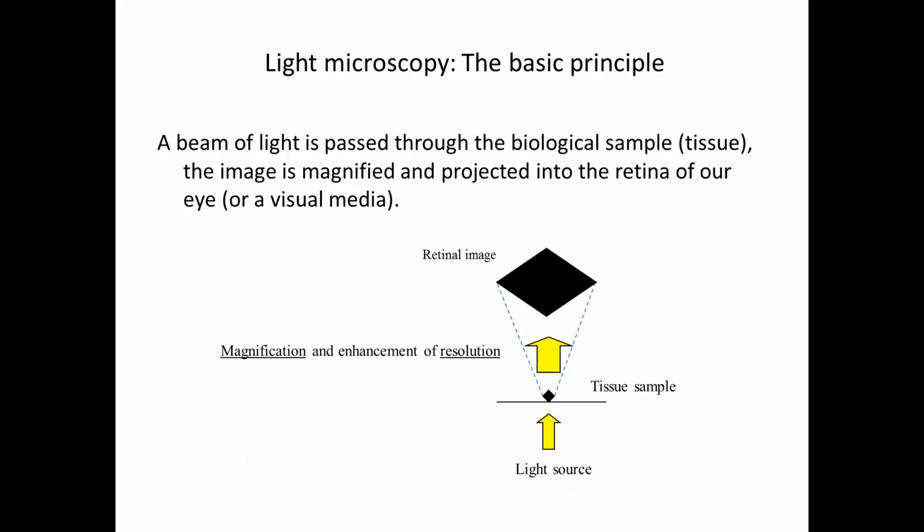Now let us look at the basic principle of light microscopy. A beam of light is passed through the biological sample or a tissue specimen, and the image is magnified and projected onto the retina of our eye, and we call this a visual medium. In this diagram below, you can see that the image of the tissue sample is created in the retina. And the microscope magnifies and enhances and helps us to see the structure.